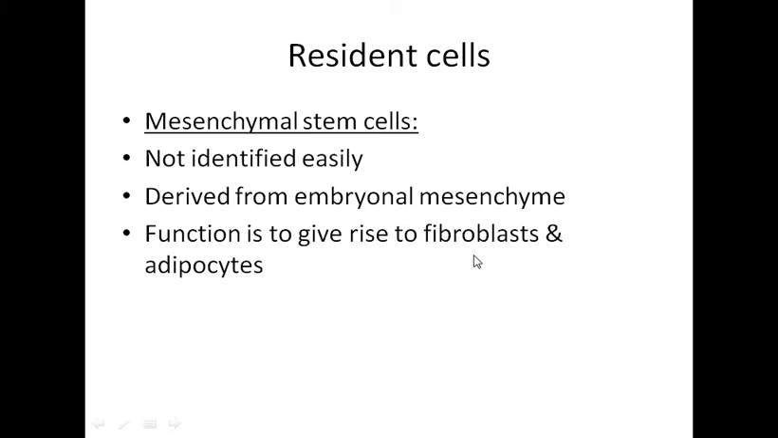Now it's better if you start making notes along with the lecture. Take out your notebooks and write this category of cells, cellular component, the resident cells, उसके नीचे ये तीनों नाम लिखो. Fibroblast, adipocyte, mesenchymal stem cells. Fibroblast derived from mesenchymal stem cells. The function is release of collagen, elastin. Then adipocytes derived from mesenchymal stem cells. The function is storage and release of lipids. Then we have the third category, the mesenchymal stem cells derived from embryonic mesenchyme. The function is to give rise to fibroblasts and adipocytes.